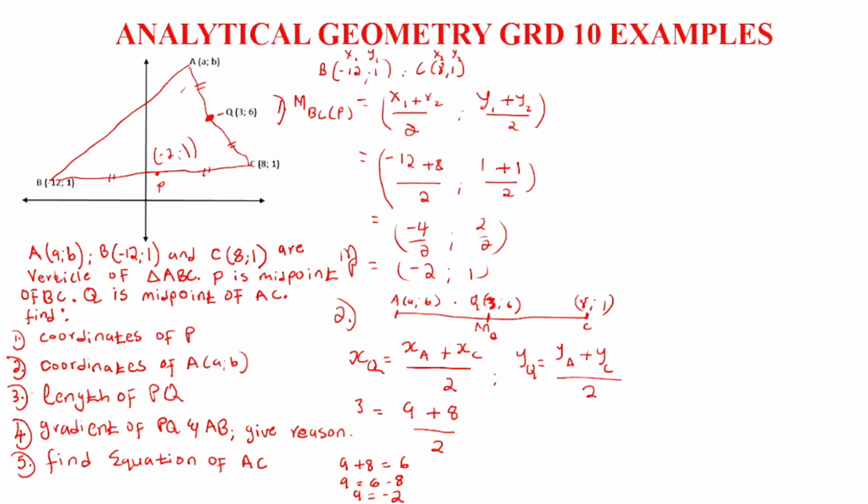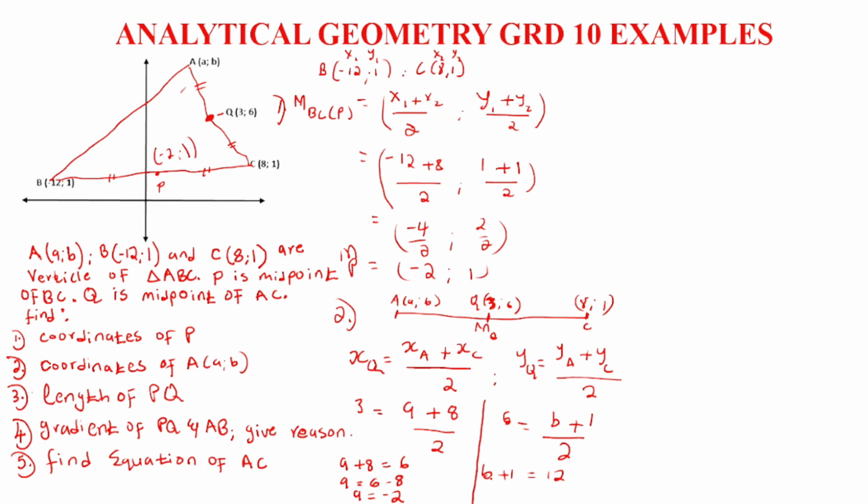Okay, so here similar thing you would do for y. What is the coordinate of y at the midpoint? It's 6. That is equal to the coordinate of y at A, which is b, plus the coordinate of y at C, which is 1, divided by 2. Therefore you will do the cross multiplication here. We should be able to have b plus 1 is equal to 12.